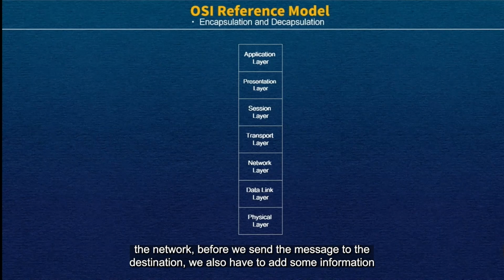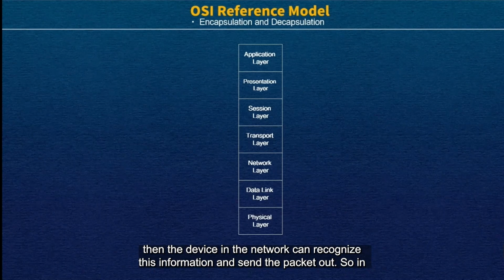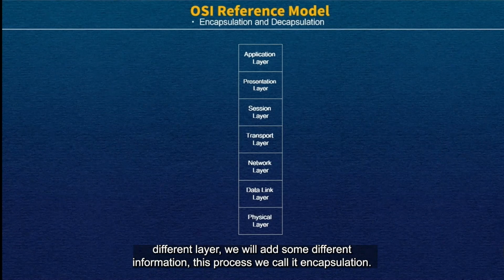Also in the network, before we send the message to the destination, we also have to add some information. Then the devices in the network can recognize this information and send the packet out. So in different layers, we will add different information. This process we call encapsulation.